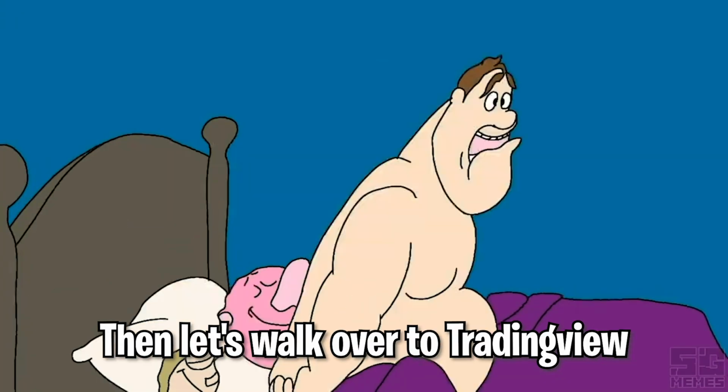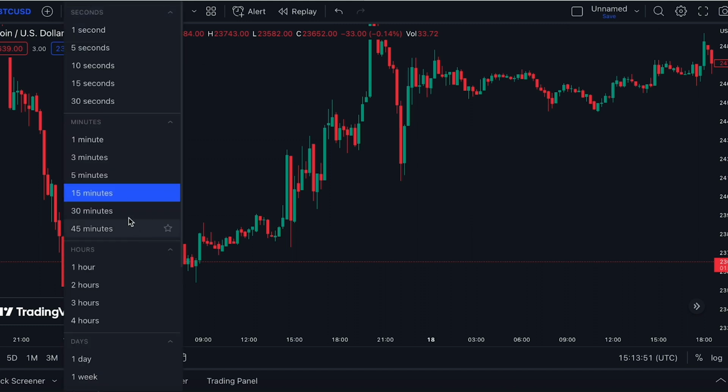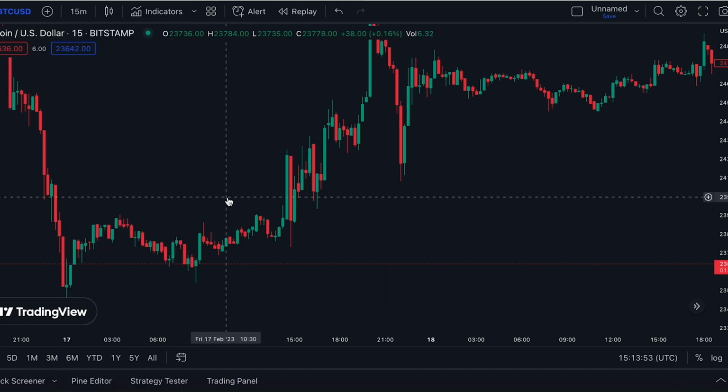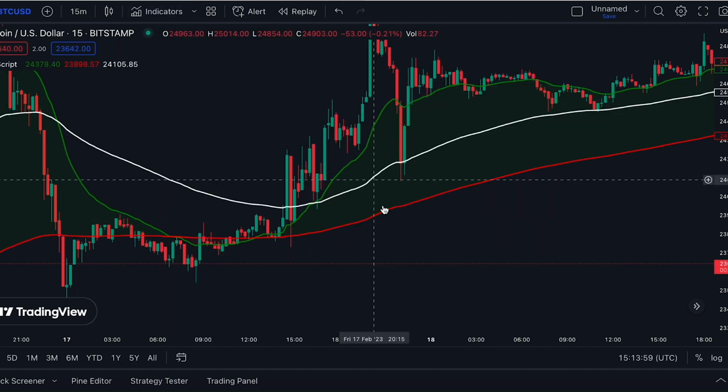Then let's walk over to TradingView and add the indicators to the chart. Navigate to the Indicator Search tab, look for the hidden EMA Cloud indicator there, choose the 10 Eclipse indicator, and then add it to the display. Let's now examine how I will employ this indicator.